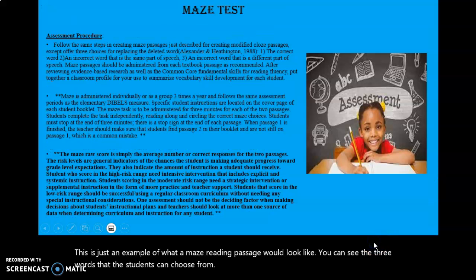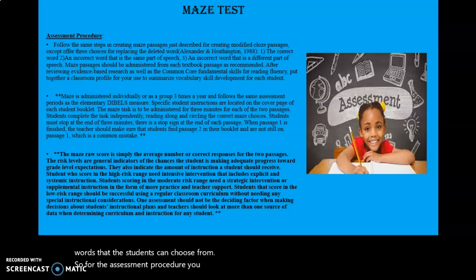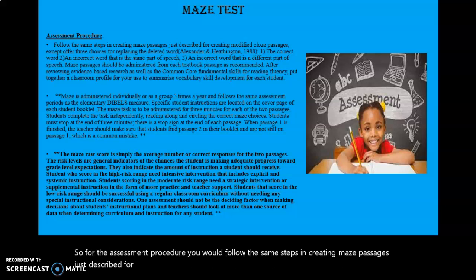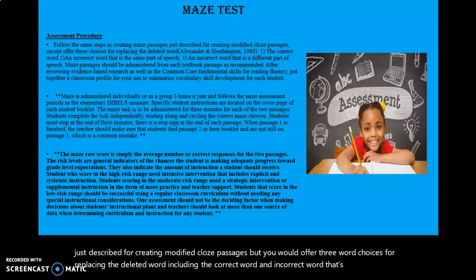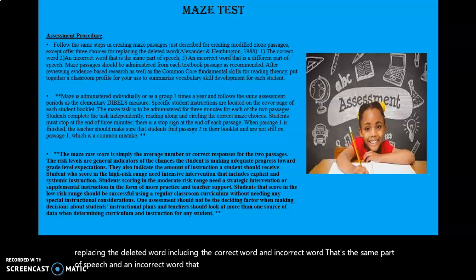So for the assessment procedure, you would follow the same steps in creating Maze passages just described for creating modified closed passages, but you would offer 3 word choices for replacing the deleted word, including the correct word, an incorrect word that's the same part of speech, and an incorrect word that is a different part of speech. Maze passages should be administered from each textbook passage as recommended.